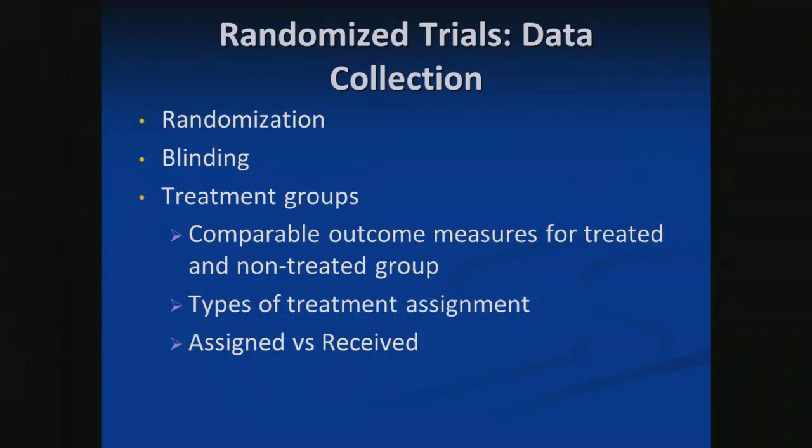How about types of treatment assignment? So we're going to talk about the different types of treatment assignment. There's the crossover trial, there's the factorial trial. Those are two kind of subtypes of randomized clinical trials. And then assigned and received. So we all know people can get assigned a treatment. They may not actually take the treatment, right? And the opposite is true. Someone might not be assigned a treatment, but they may actually do the treatment on their own, okay? And we'll talk about that a little further.